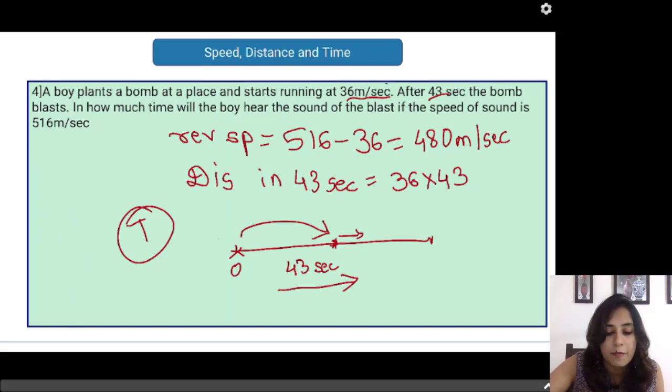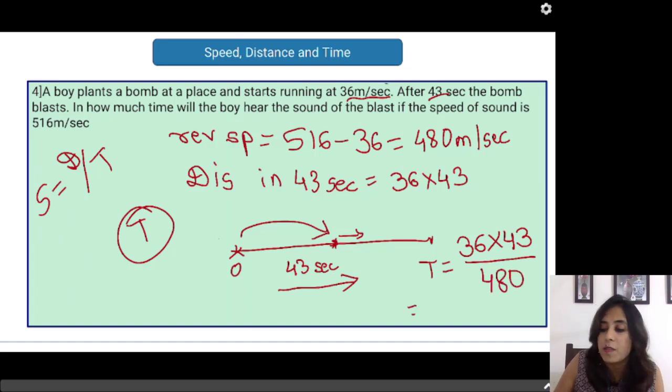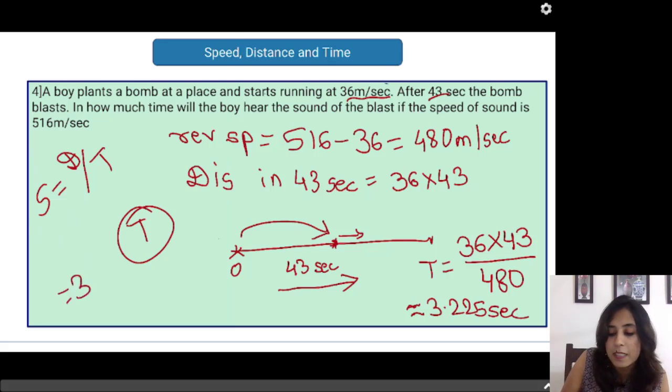So guys, my formula is speed equal to distance upon time. I have to find the time here. So time is nothing but distance covered, which is 36 into 43, upon 480, which is my speed. When I solve this, I get the answer approximately as 3.225 seconds. So the answer comes out as 3 seconds.